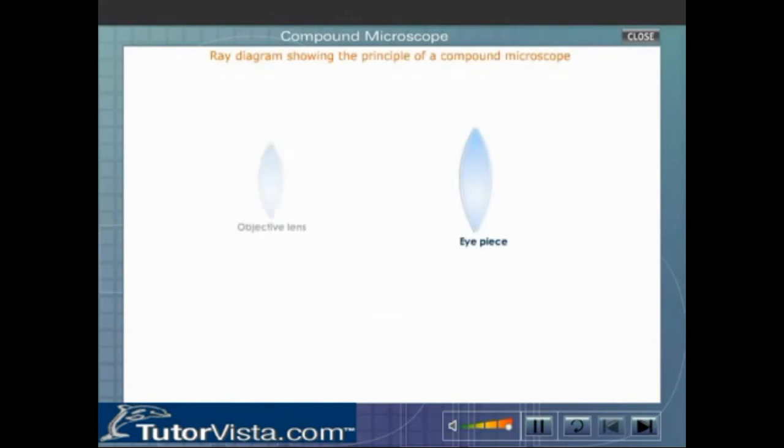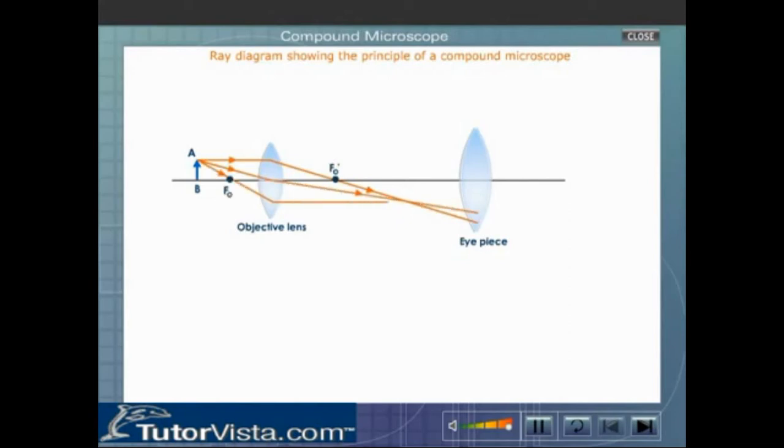The ray diagram gives the principle of a compound microscope. The object is mounted on the stand below the microscope tube. The objective lens forms a real, inverted and magnified image A'B' of the object. The image A'B' acts as an object for the eyepiece.